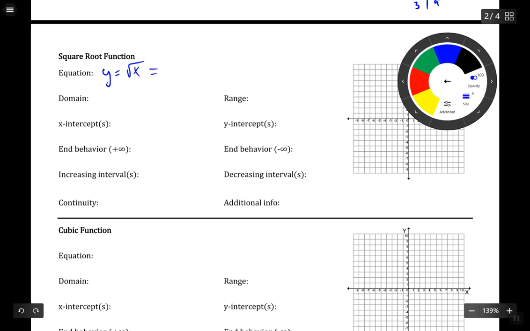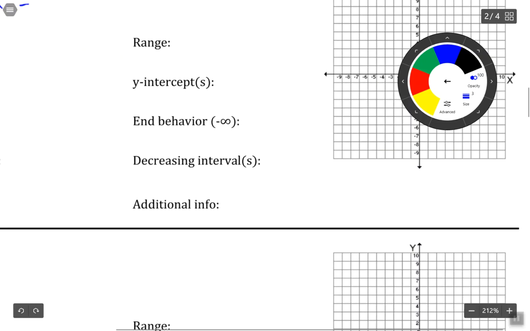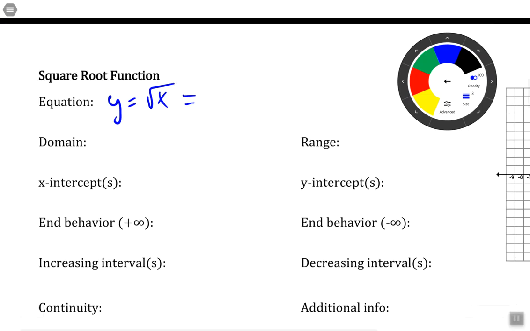Now, if you're writing this as a power, not as a root, what power is the square root? It's a fractional power. X to the 1/2 power. Remember that? No. Okay. You should have learned this in Algebra 2. So, x to the 1/2 is the power that represents a root, a square root.